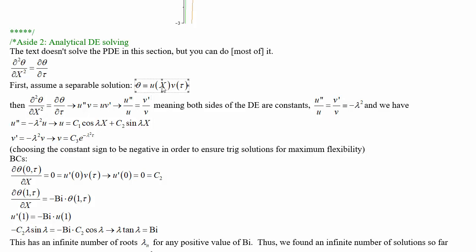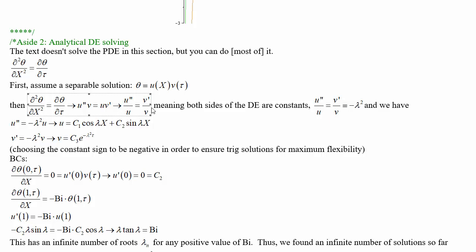Now, since u was only a function of position and v was only a function of time, the left-hand side has no time in it and therefore is independent of time. And the right-hand side has no position in it and therefore is independent of position. But if the left-hand side is independent of time, then so must the right side be. So even though v prime and v themselves are functions of time, this ratio is not. Same thing for the left side with a function of position. Since this isn't a function of position, this can't be either.